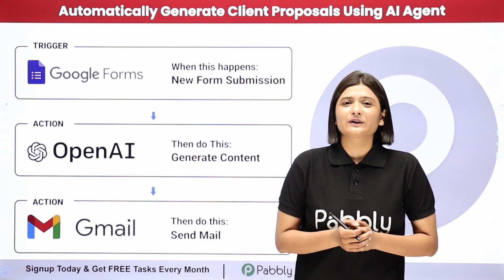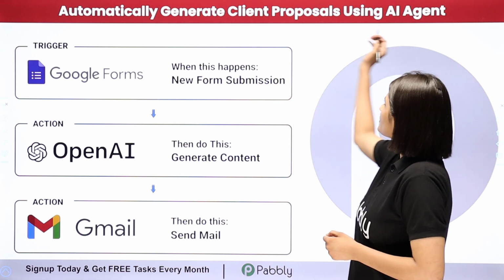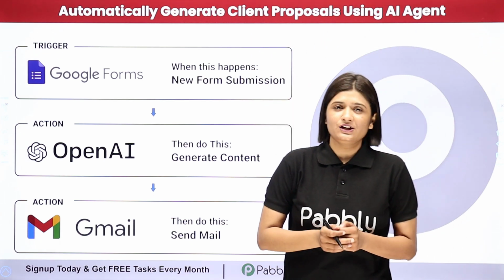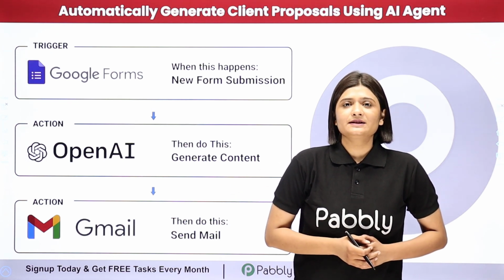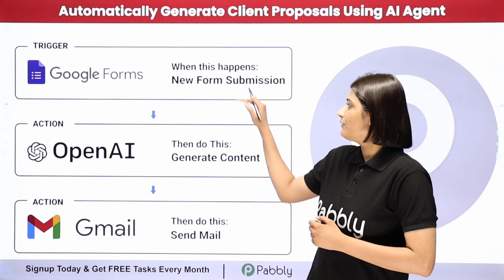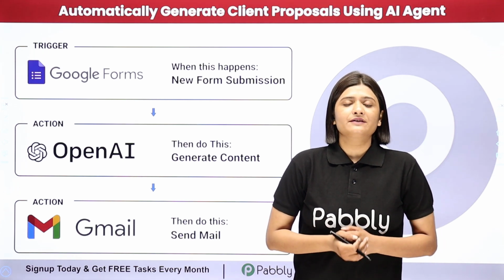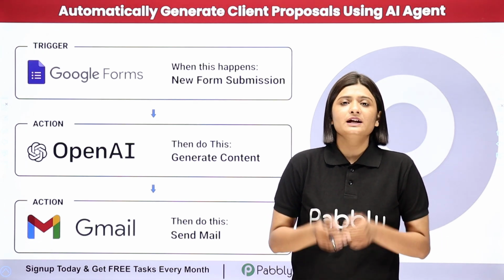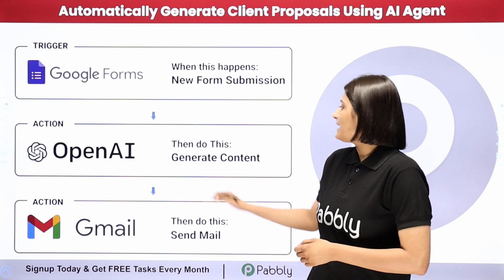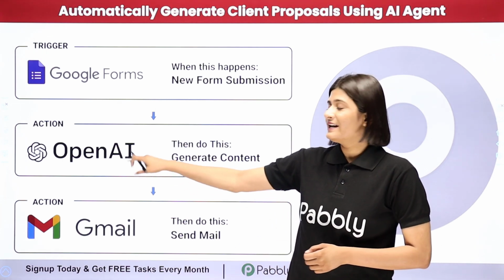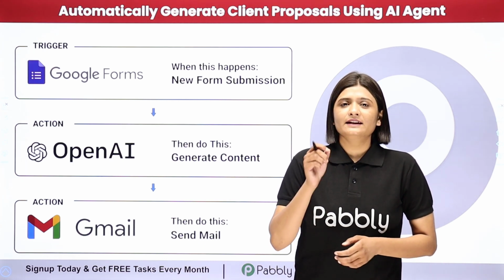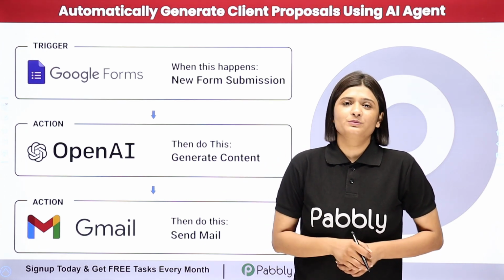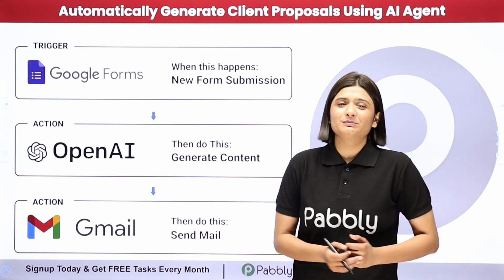In this video, we are going to learn how to automatically generate client proposals using AI agent. So let's suppose I am running a web design business and I am receiving many form submissions with the help of Google Forms. Now I want that whenever there is a new form submission, based on this form submission, the client proposal should be generated with the help of OpenAI. Here I am going to use my AI agent as OpenAI, and this generated client proposal should be automatically sent with the help of Gmail.